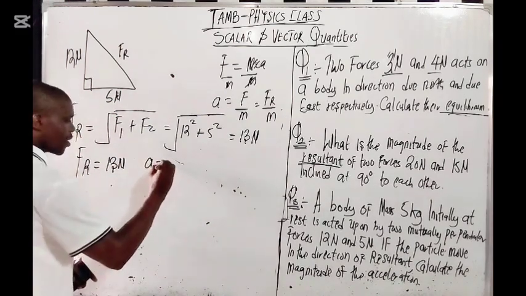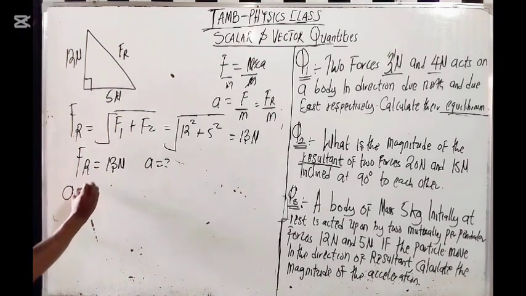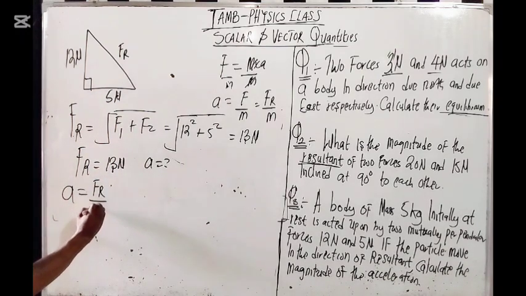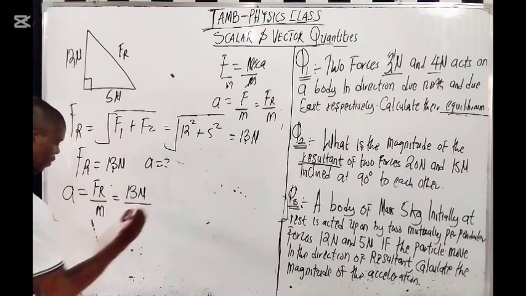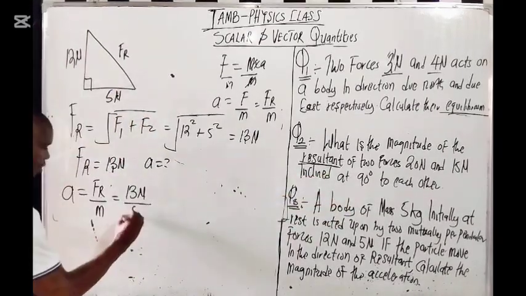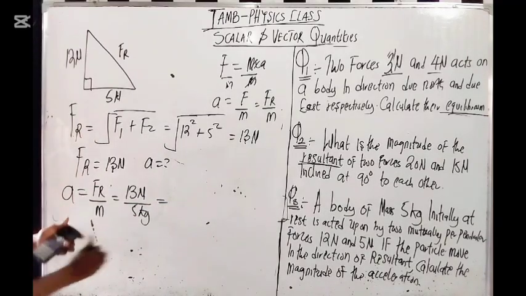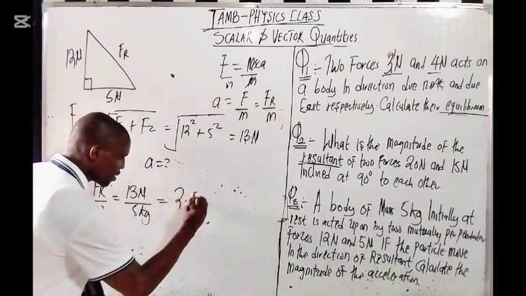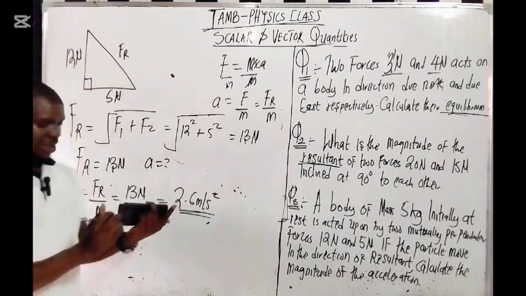So my acceleration now, I have to calculate it here. Remember, a equals F over mass. So it will be 13 Newton over my mass. What is my mass? My mass is 5 kg. So divide by 5. Here we have 2.6 meter per second squared. That is the answer.